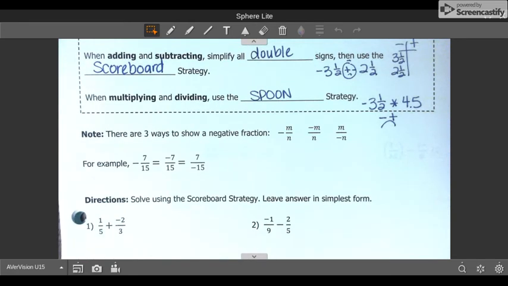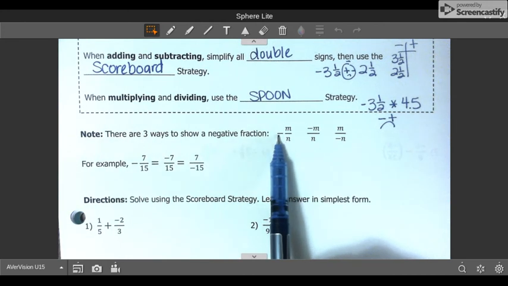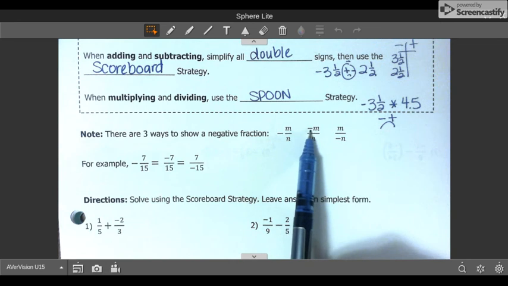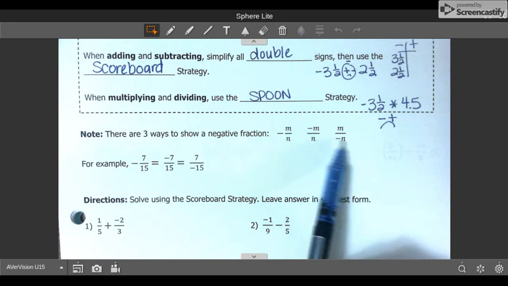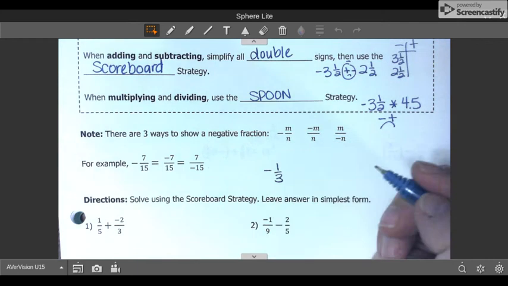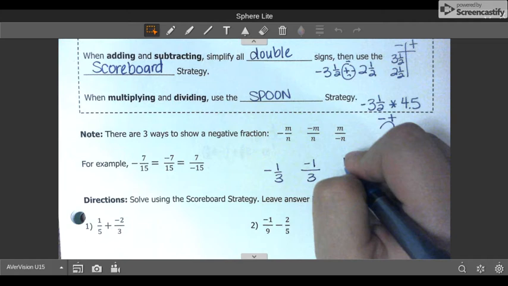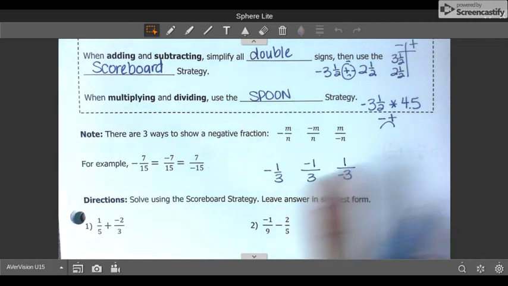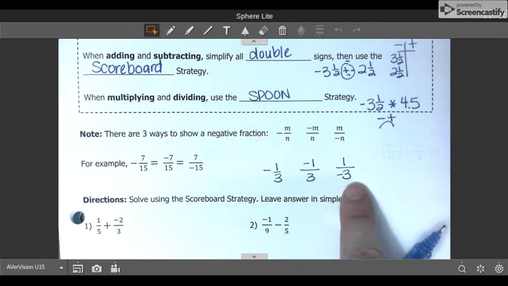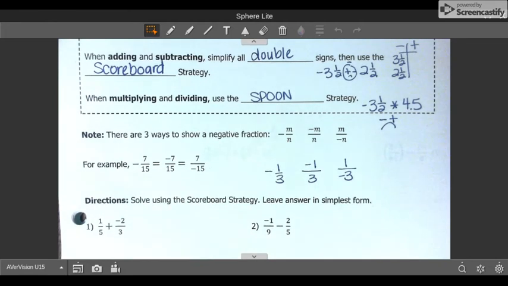There are 3 different ways that you're going to see negative fractions. The most common way is to see the negative in front of the fraction, but the negative sign might also be in the numerator or the denominator. So for example, you could see negative 1/3, but you also could see negative 1 over 3 or 1 over negative 3. And all of these mean the same thing, it's just negative 1/3. Just like here, I did it with negative 7/15.